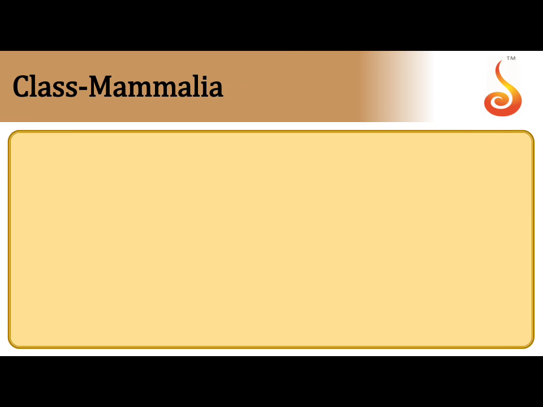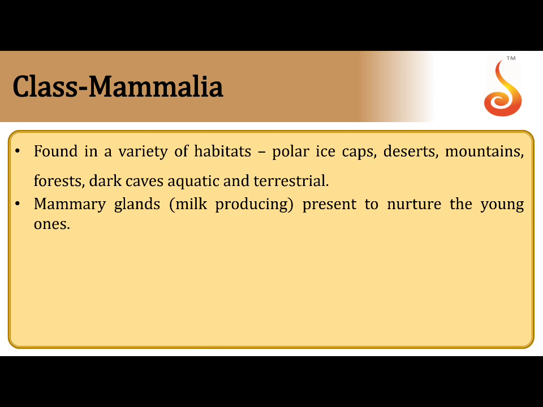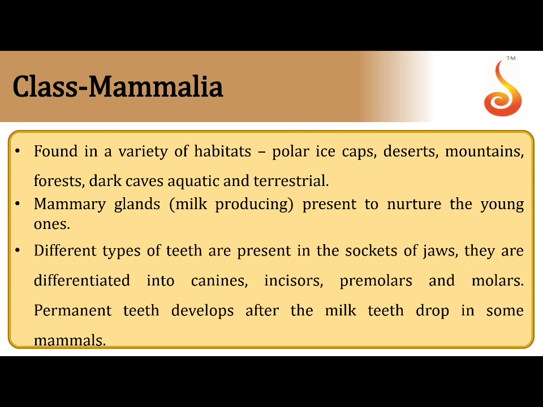We move on to the last class, that is Mammalia. Mammalia are found in various habitats such as polar ice caps, desert, mountains, forests, dark caves, aquatic and terrestrial. Mammary glands become the most important modification or evolution seen in mammals, where the young ones are fed and nurtured. Different types of teeth are present in the sockets of jaws. They are differentiated into incisors, canines, premolars and molars. Permanent teeth develop after the milk teeth drop off.